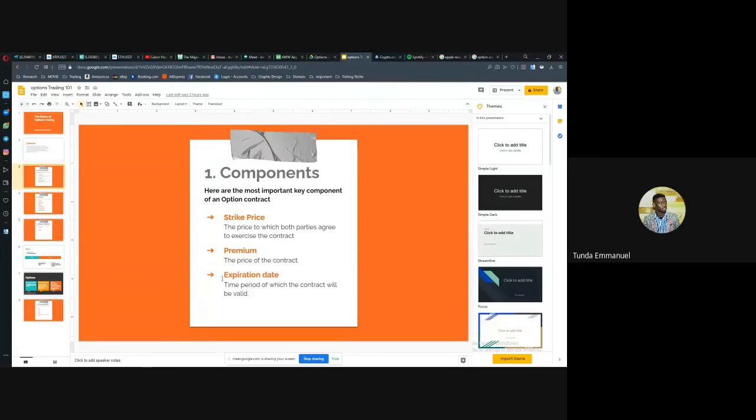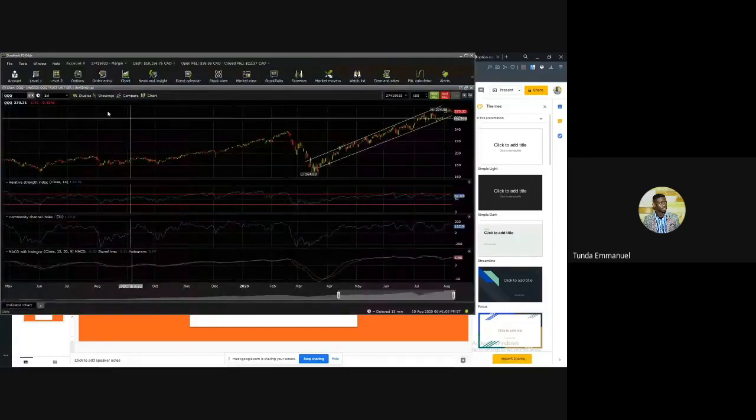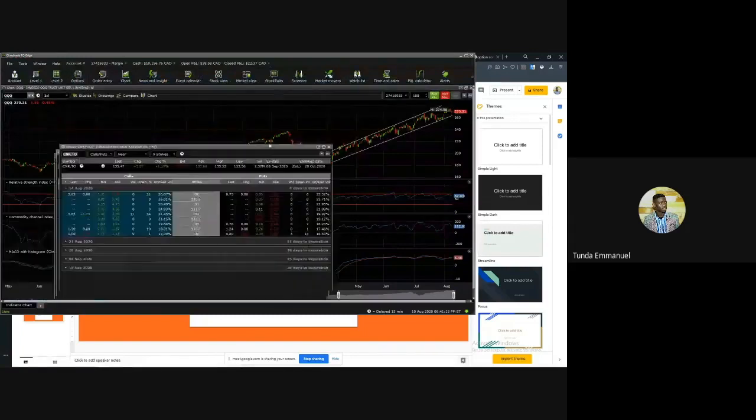And the other very important thing is the expiration date, which is the date on which the contract will expire. It is usually every Friday, so there are multiple contracts. Let's take an example. I'm going to open my chart here to show you some of the options.